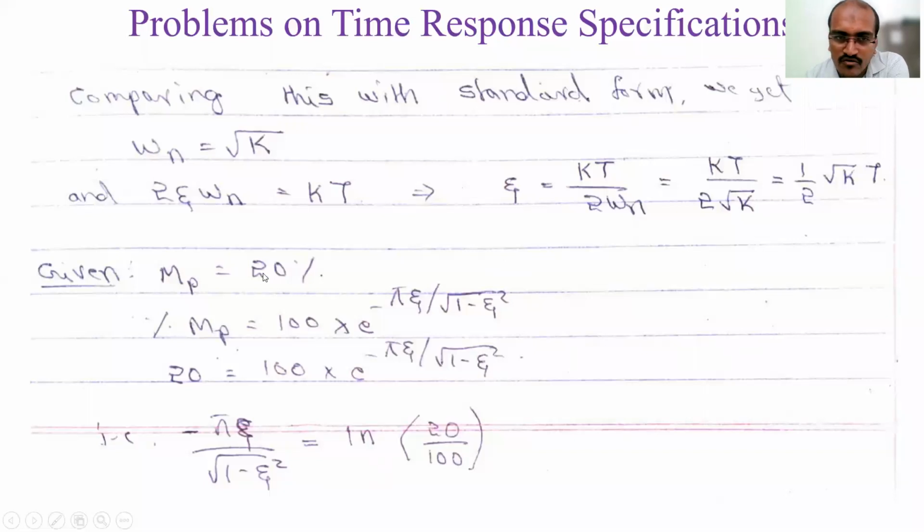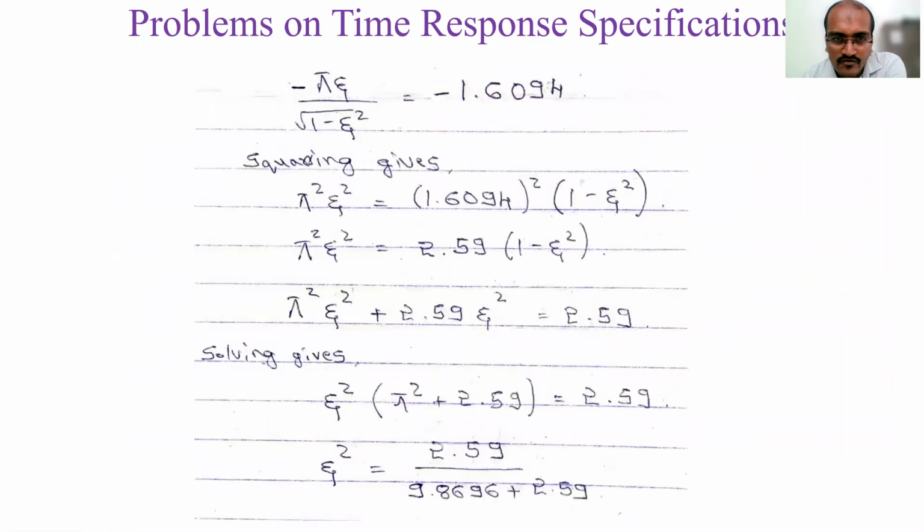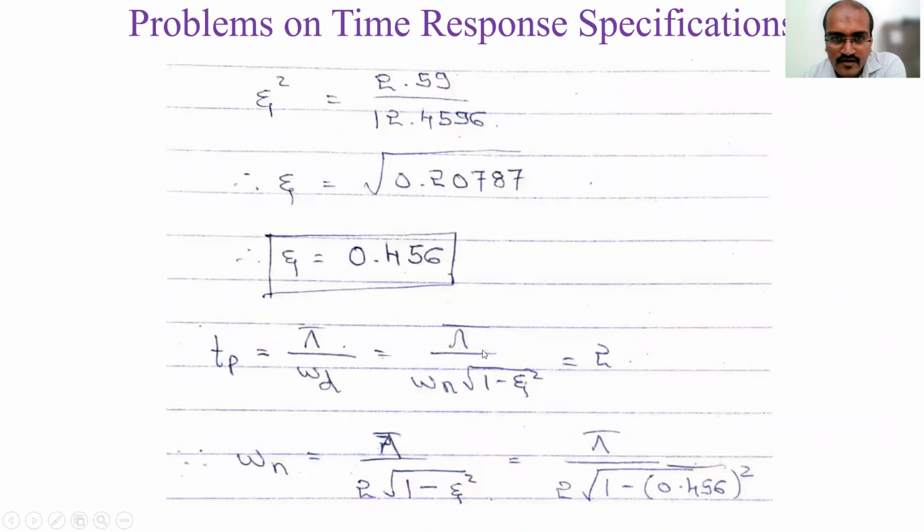Next, what they have given: peak overshoot of 20%. Previously I told you how to calculate zeta if peak overshoot is given; it is the same for all the problems, right? 30% we have done earlier, now we have to do it for 20%. In the same way, take ln of 20 by 100 and calculate that. Finally you will get zeta square and then the zeta value. See how big the calculation is.